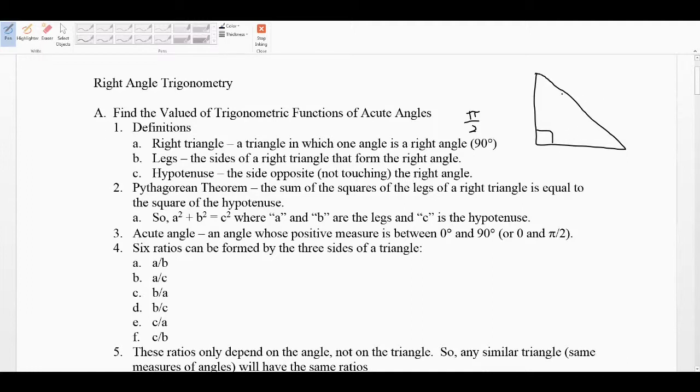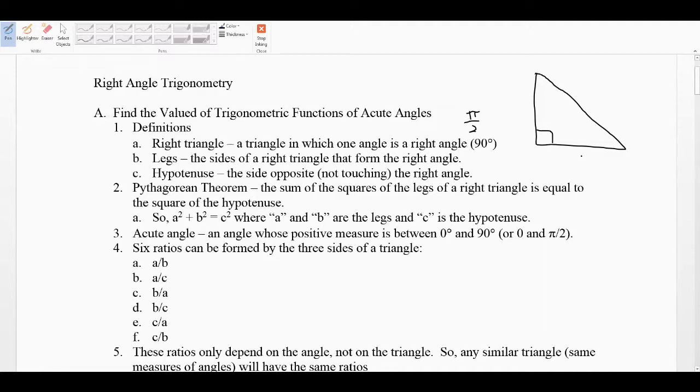Now this right triangle has three angles, and those add up to be 180 degrees. If the right angle is 90 degrees, that means these other two angles equal 90 degrees when they're added together, which means each of these is less than 90 degrees, which means each of these are acute angles.